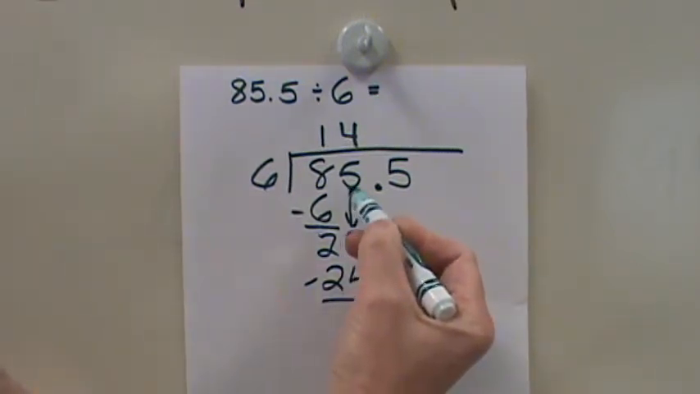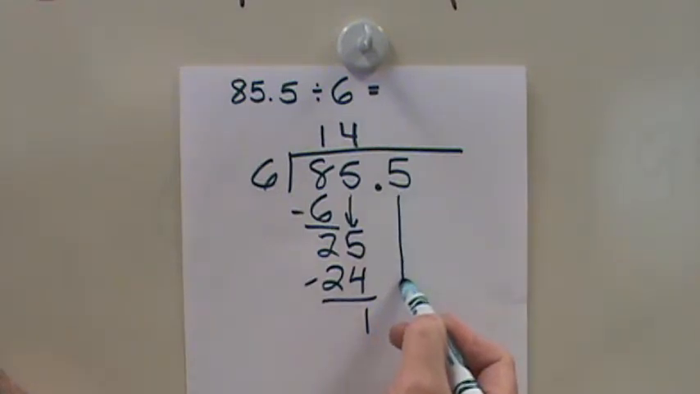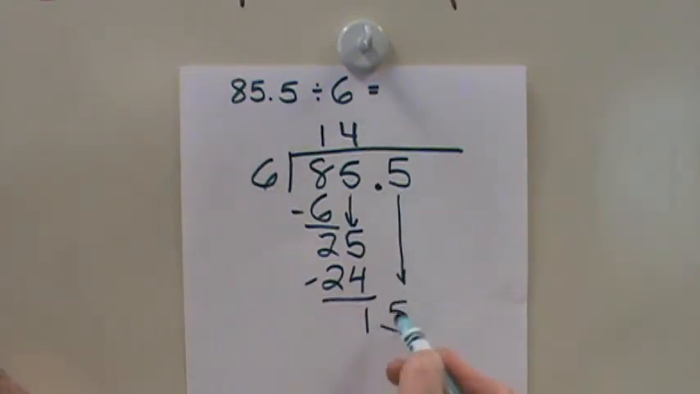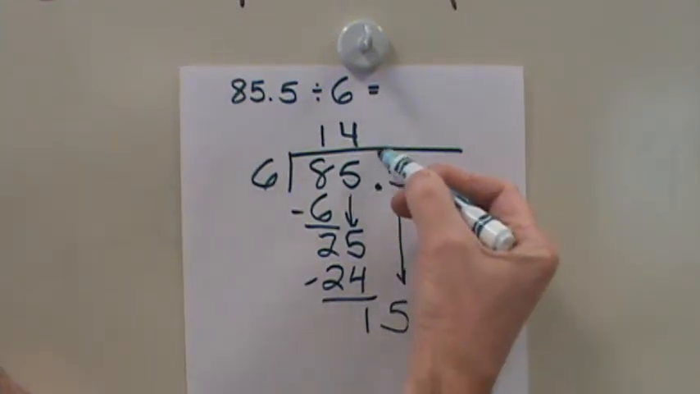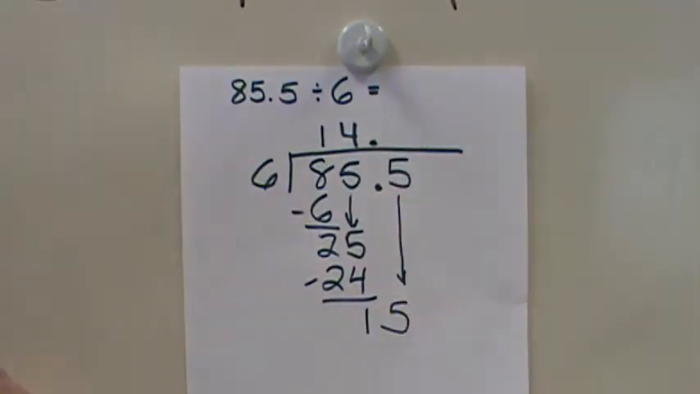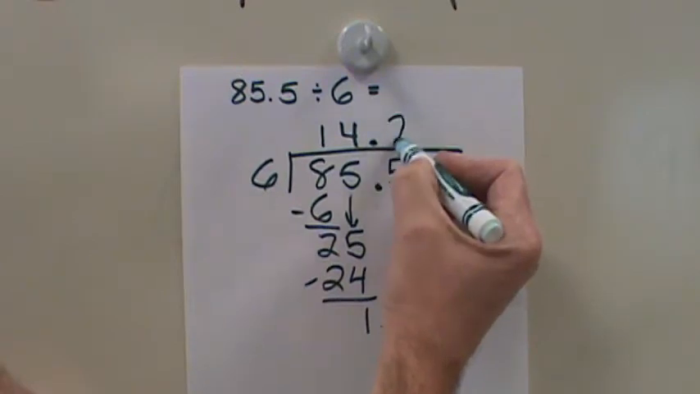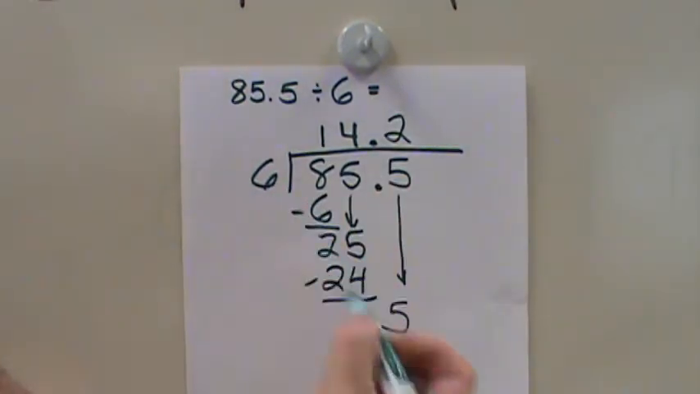Now we have our decimal point. We can bring down our 5 if we want right now, but we have to remember we have our decimal point, so we have to place that up here. Now we have 6 into 15. We'll go a total of 2 times. 2 times 6 is 12. Subtracting, you have 3. Uh-oh.